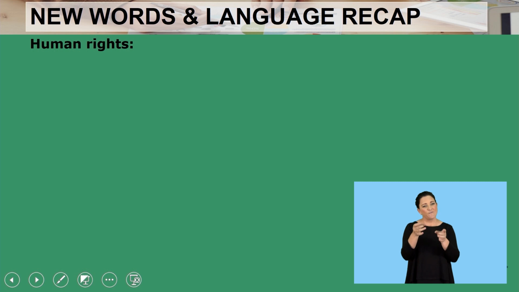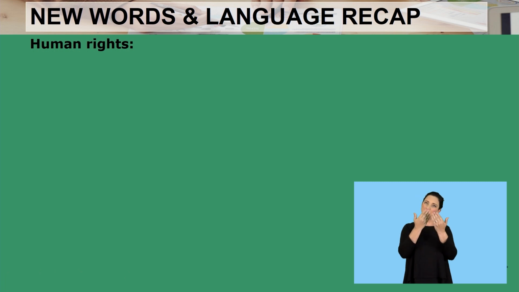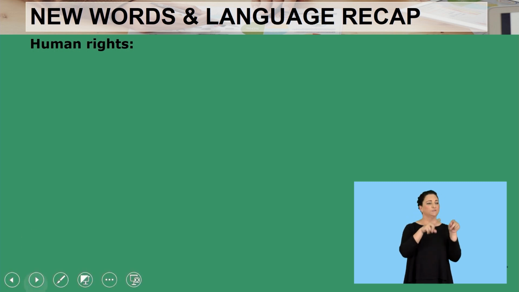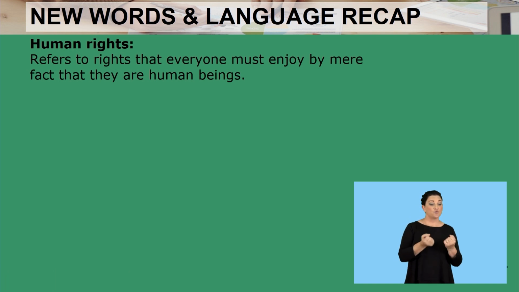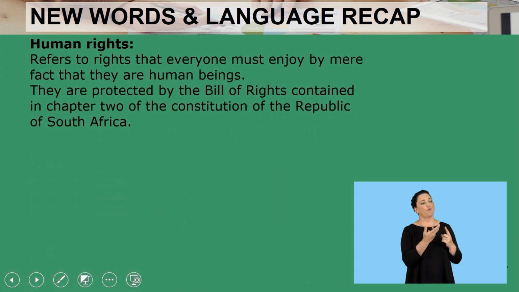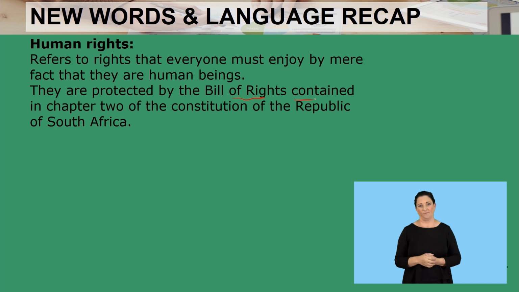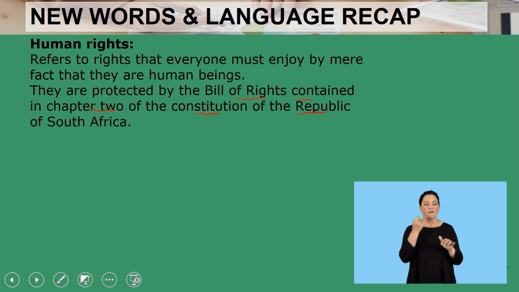Remember, the focus or what we largely spoke about in the lesson was the term human rights. What do we mean by that? It refers to the rights that everyone must enjoy by the mere fact that they are human beings. And remember that those rights are protected by the Bill of Rights contained in Chapter 2 of the Constitution of the Republic of South Africa.